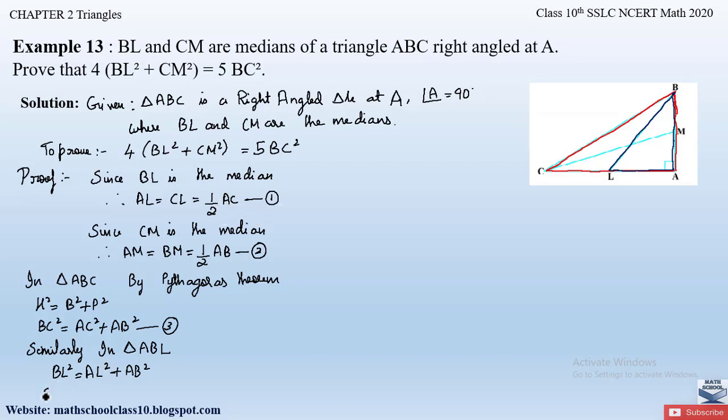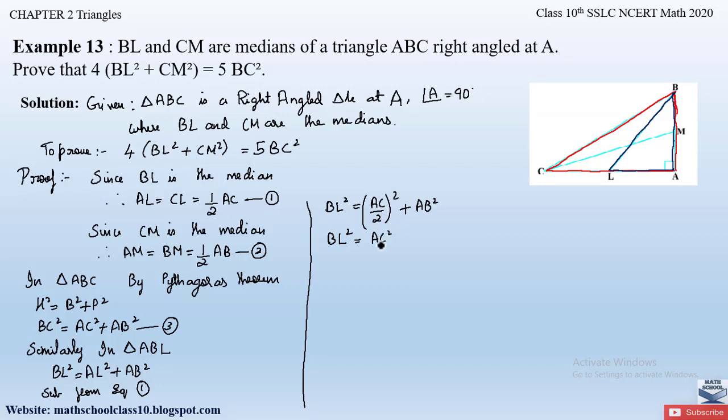So here instead of AL, we are going to substitute half of AC from equation 1. Substituting from equation 1, we get BL square is equal to AL, which we substitute as half of AC, that is AC by 2 the whole square plus AB square. Opening the brackets here, we get BL square is equal to AC square by 4 plus AB square.